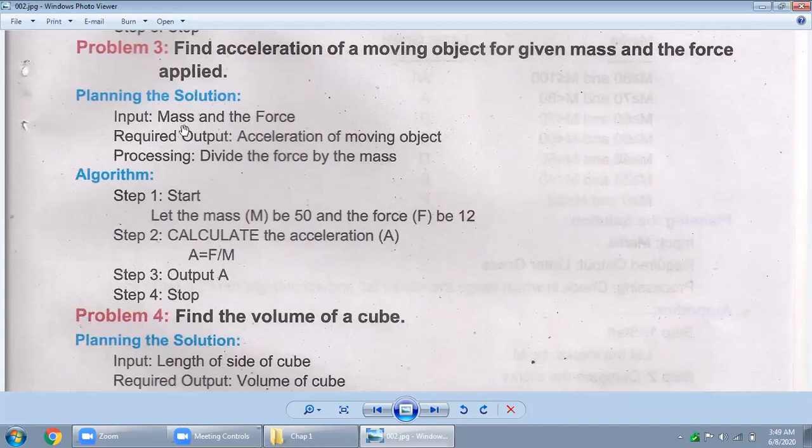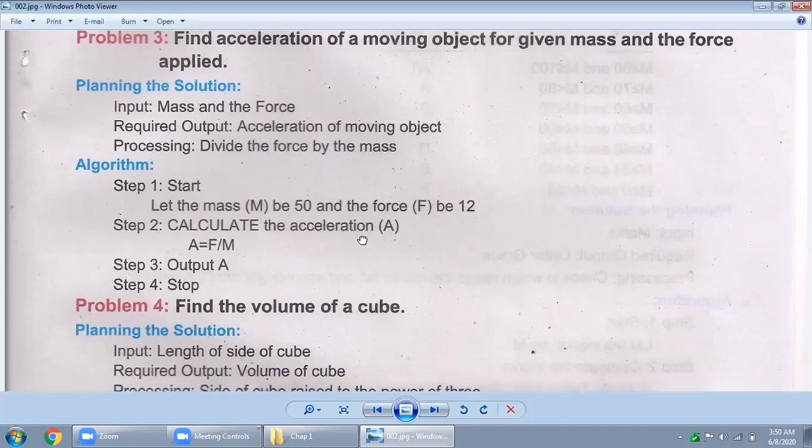Input: what is the input? Mass and force we have to input. What will be the required output? The required output is the acceleration of the moving object. And what is the processing? Divide the force by the mass. This should be our processing. Okay, step 1. Now we have to start the actual algorithm.